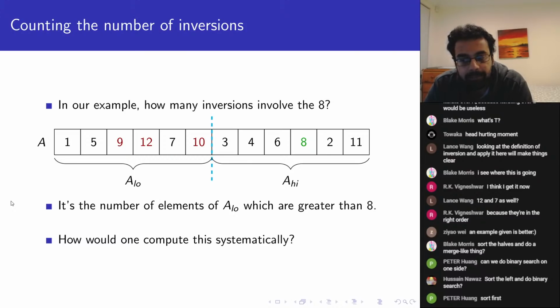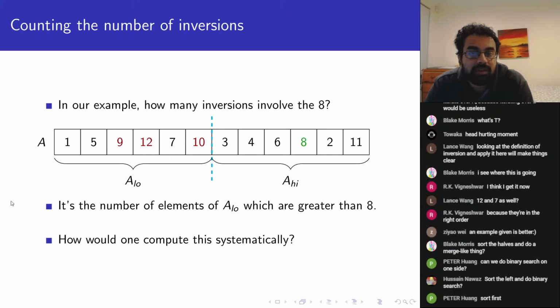Now, this is a good idea, but we can actually do better. If you were to do this approach, there are half n items of A high, and for each of those half n items, you're going to do a binary search within A low, which means that to count the number of inversions crossing the partition, you are spending theta of n log n time. Do we agree? Because for each of n over 2 items in the right half, you're doing a binary search of the left half. So that's n log n.